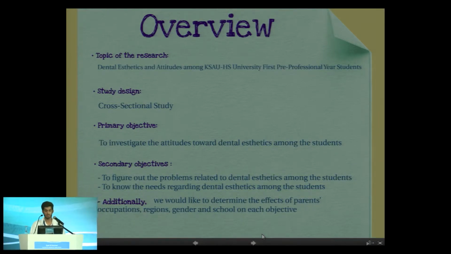Our primary objective here is to investigate the attitudes, whether they have positive or negative attitudes toward dental aesthetic. And also we would like to know what problems they have, what the needs for treatment are, and what type of treatment they want. In addition, we want to know the effect of parents' occupation, region, gender, and school on each one of these three objectives.